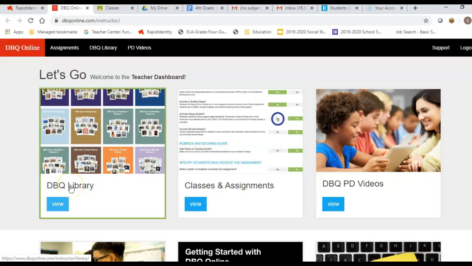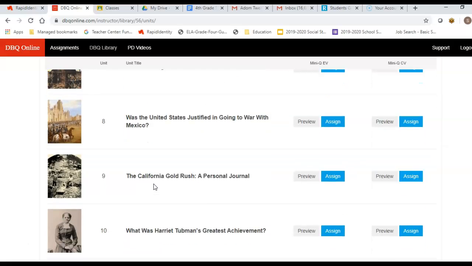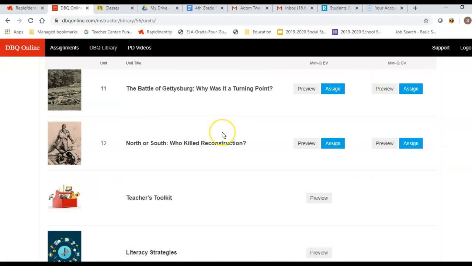Your assignments are already logged in for you on DBQ, and you have already done documents A, B, C, and D. So now we're ready to start writing our essay, just like we would normally do if we were in class. The title of our essay is North or South, Who Killed Reconstruction? And just to go back, remember we talked about the KKK, and how they were a group of white supremacists that didn't want African Americans to rebuild or reconstruct themselves after the Civil War.